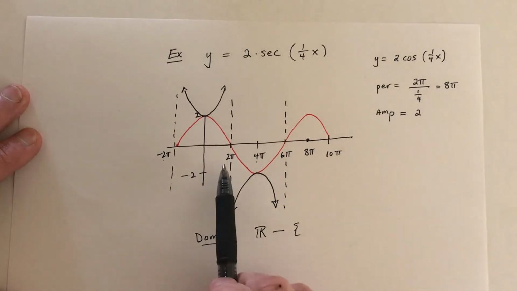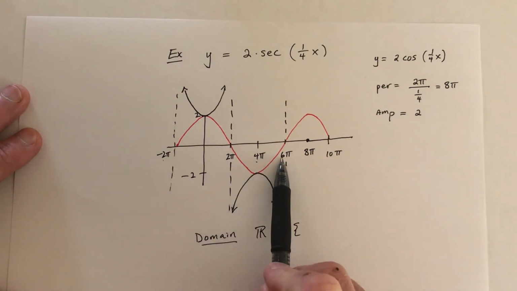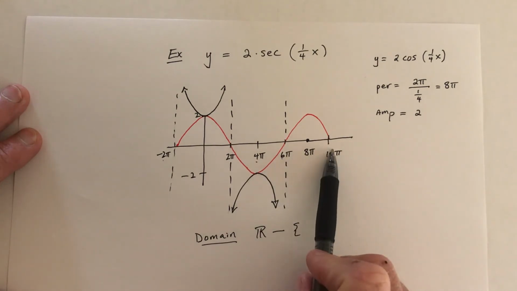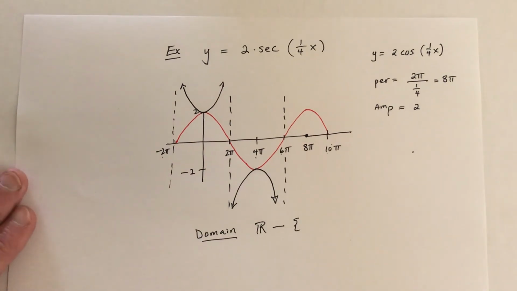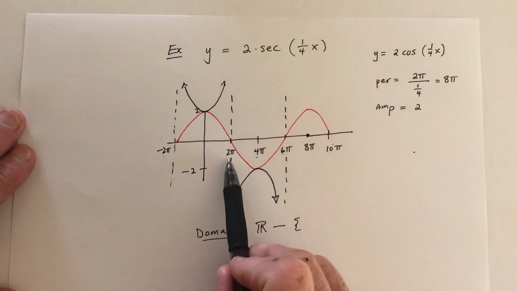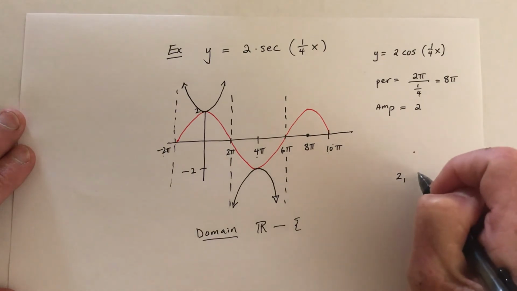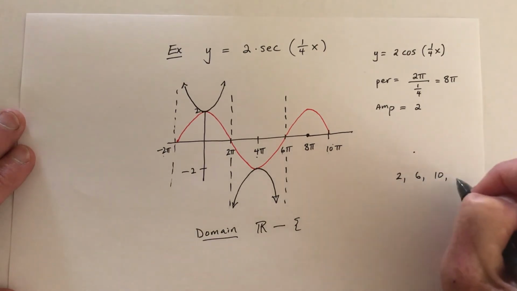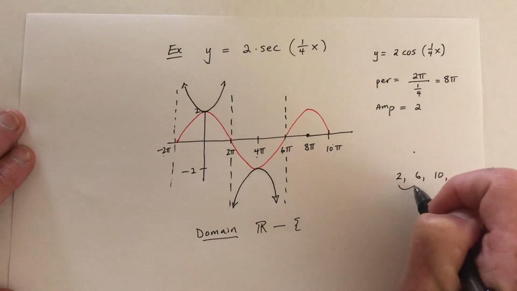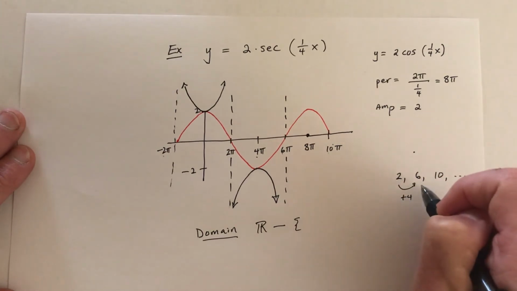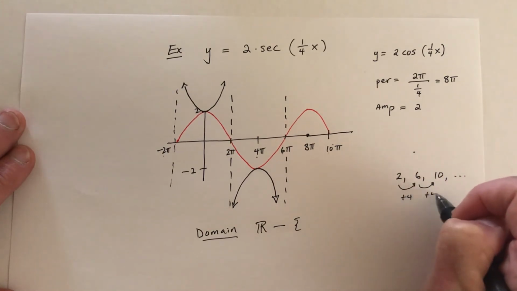So what's the pattern? 2, 6, 10. Well, I could simplify it a little bit and just leave off the pi for a moment. So the numbers are 2, 6, 10. So what pattern is that making? 2, 6, 10, etc. Well, this goes up by 4, and this goes up by 4.